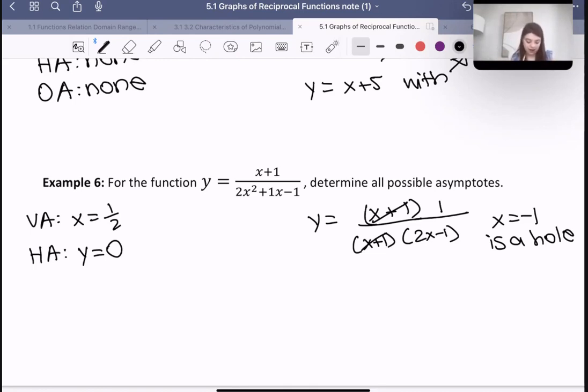And because we have a horizontal asymptote, we can't have an oblique one. So then we're done. All right.